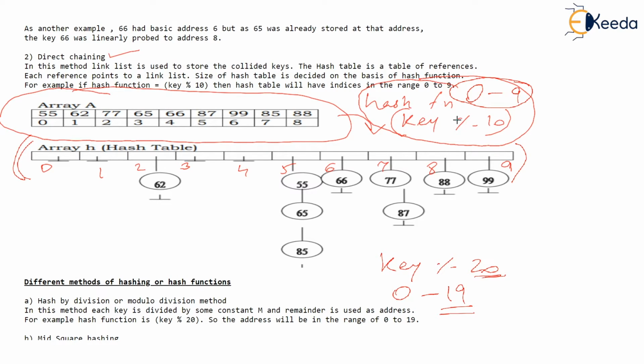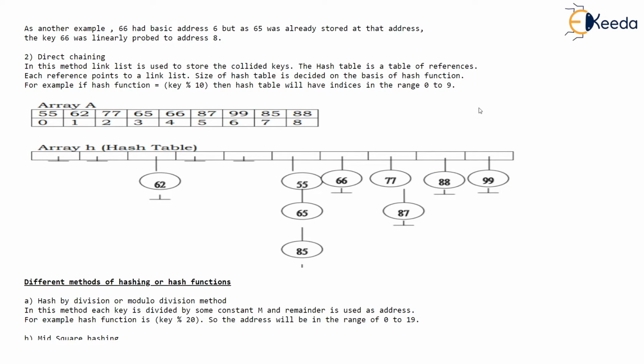So in direct chaining, the size of the hash table is primarily decided by the hash function. The hash function gives smallest and the largest address, and that smallest and largest address is deciding factor for declaring the size of the hash table. Another thing you observe in this direct chaining is that the hash table in this is nothing but table of pointers. That means each element over here is a pointer, and the pointer can point to a linked list.